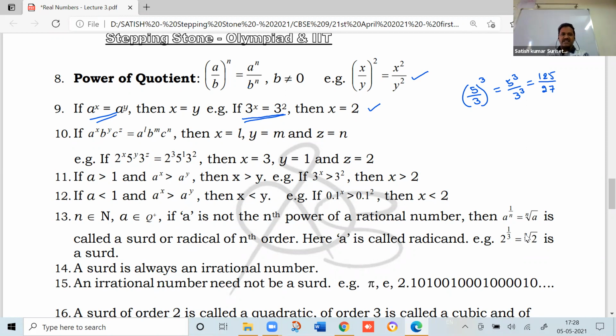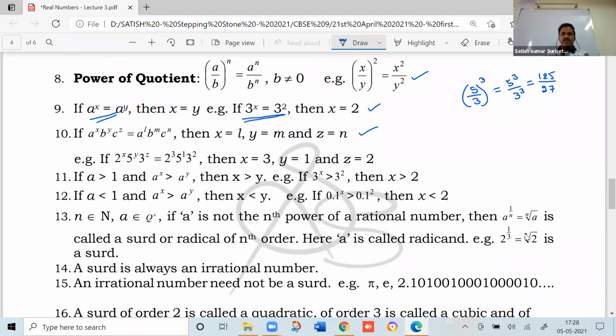Next, extension of this. If a to the power of x into b to the power of y into c to the power of z equal to a to the power of l into b to the power of m into c to the power of n, then equate the corresponding exponents. So here a power x is there, here a power l is there. That means x must be equal to l, and y must be equal to m, and z must be equal to n. Example, 2 power x, 5 power y, 3 power z equal to 2 power 3, 5 power 1, 3 square. Then x equal to what? 3, and y equal to 1, and z equal to 2.